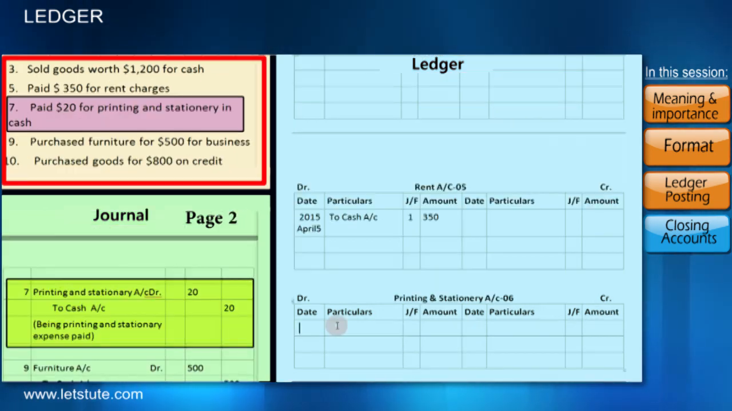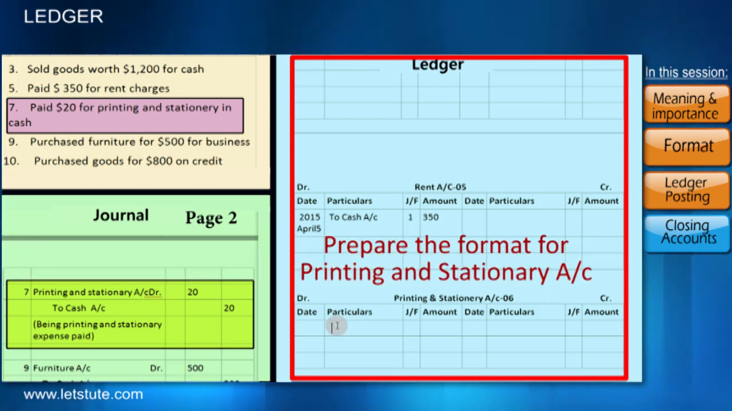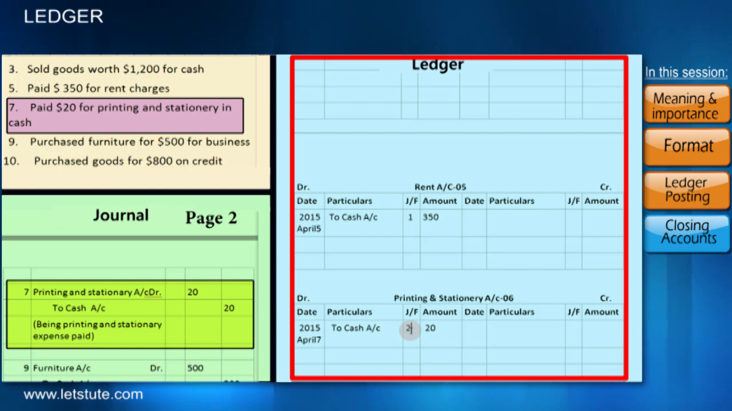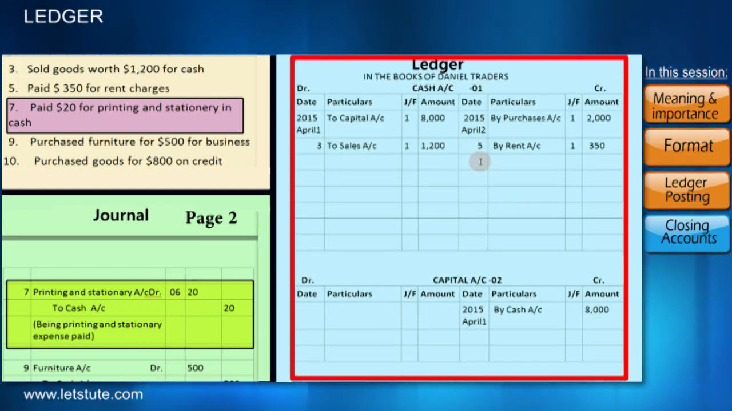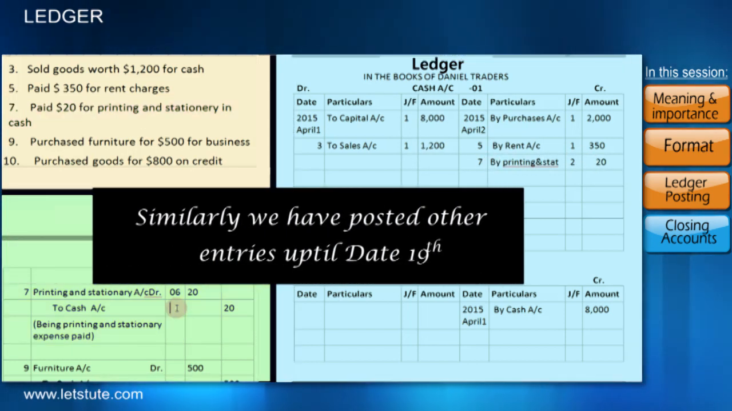Next one is paid for printing and stationery in cash. If we don't have a printing and stationery ledger already prepared, then we will have to prepare it. And then post in printing and stationery account on the debit side to cash 20, and in the cash account credited by printing and stationery 20. So similarly, we have recorded ledgers up to date 19.